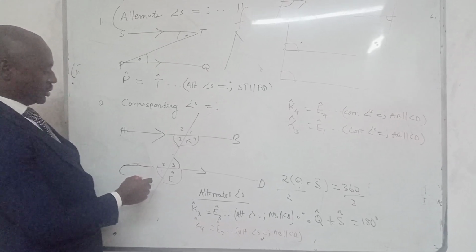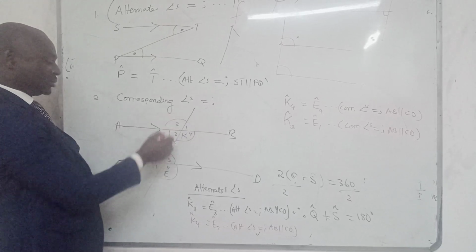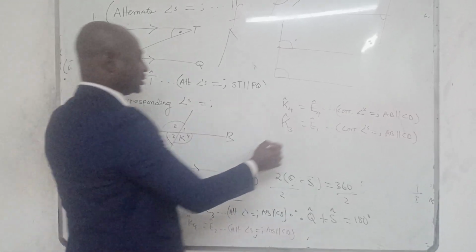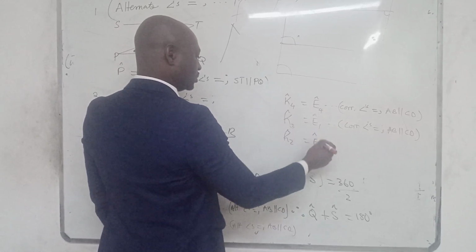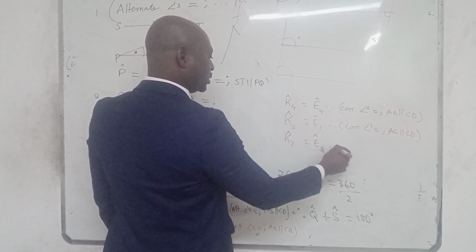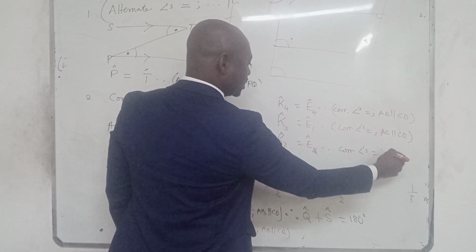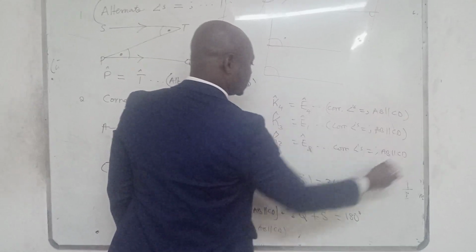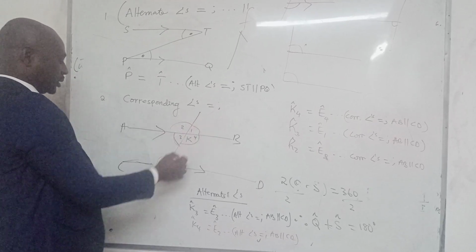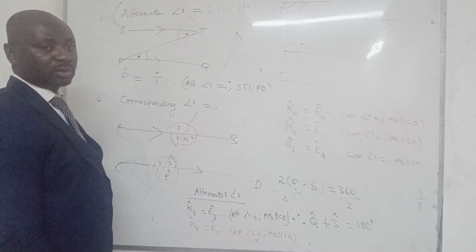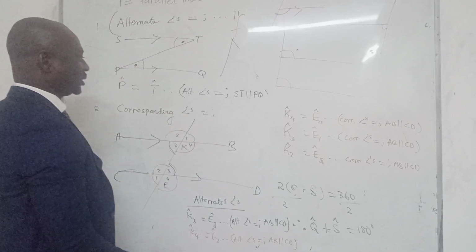K2 and E2, because it forms another F. So the angles on top of it is true. Angle K2 is equal to angle E2. Corresponding angles are equal because line AB is parallel to CD. Which other angle? K1 and E3 are also corresponding. So we can leave it there. I believe we have seen how corresponding angle works.